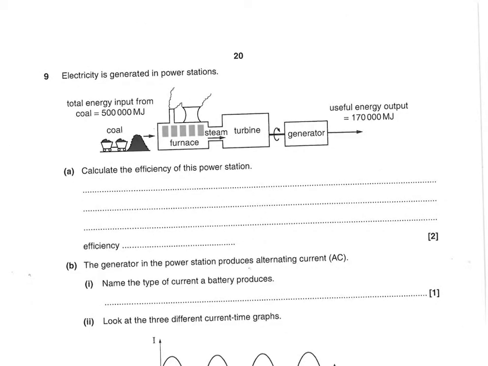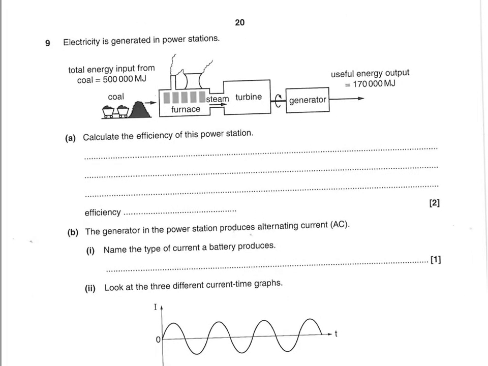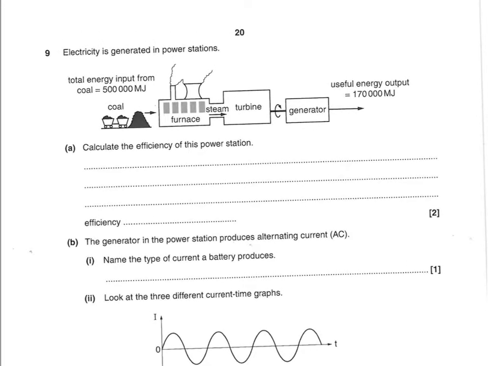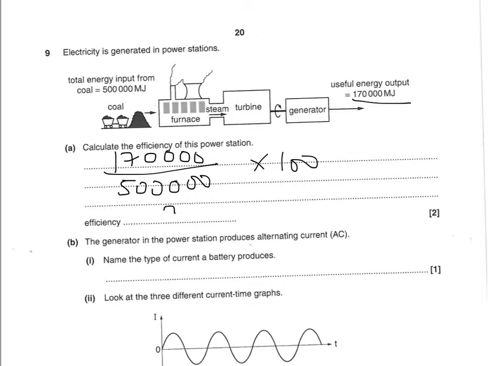And then finally, electricity is generated in power stations. Calculate the efficiency of this power station. So efficiency is the amount of useful energy given out, so that's 170,000, divided by the amount of energy put in, so that's 500,000, then times that by 100, and that gives you 34%.